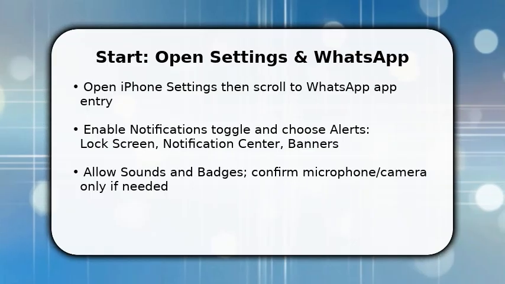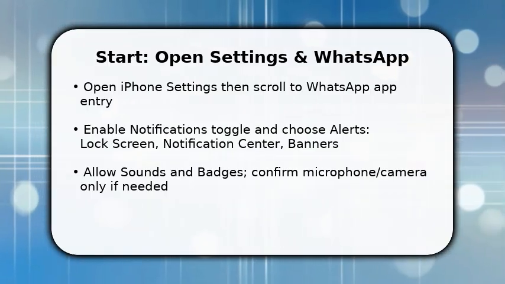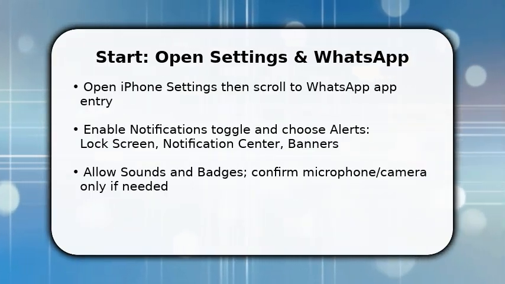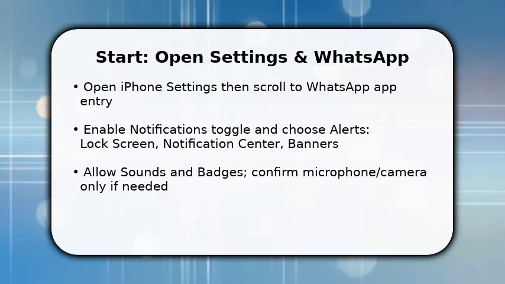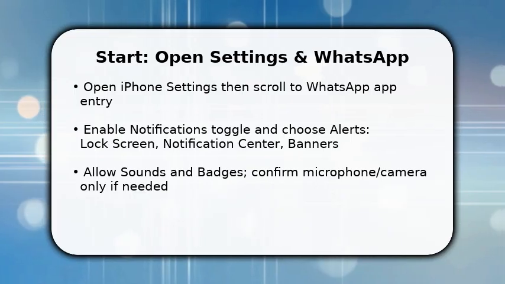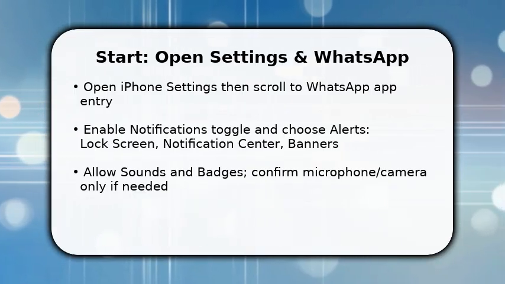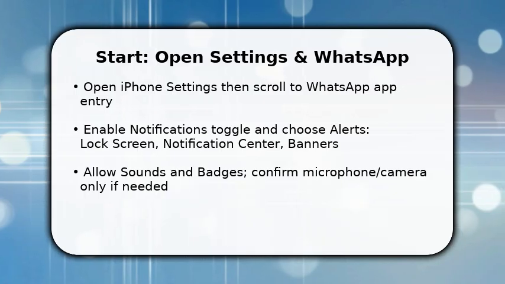You begin by opening iPhone settings and tapping WhatsApp. This gives system-level control. Once there, enable notifications so the app can send alerts. Next, choose alert types: lock screen, notification center, and banners to decide where messages appear.